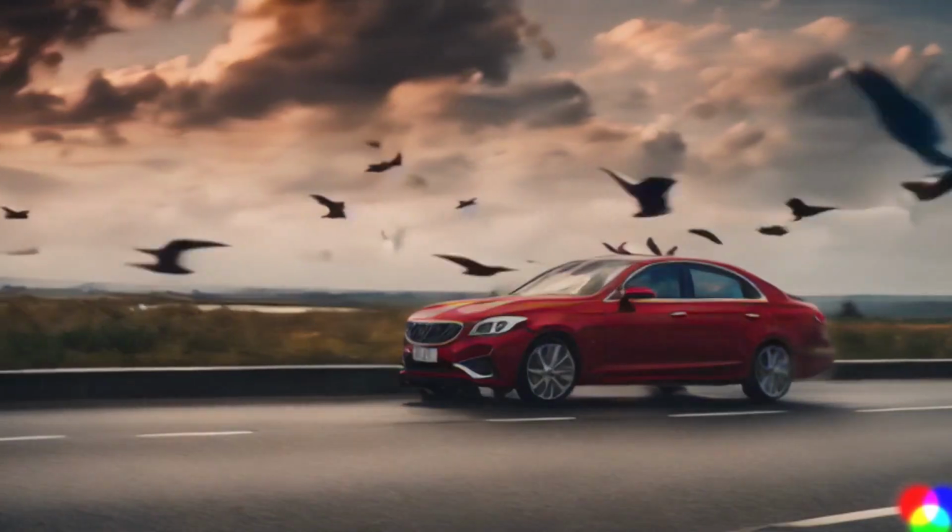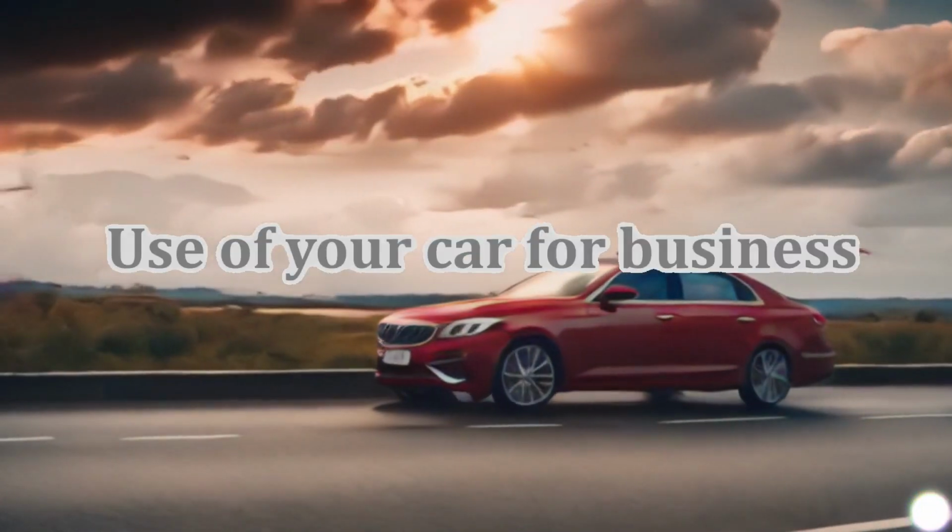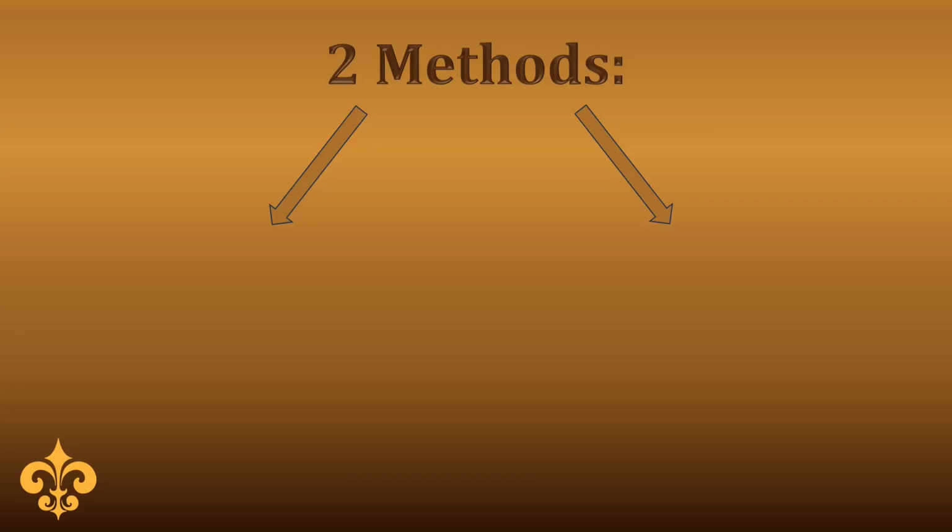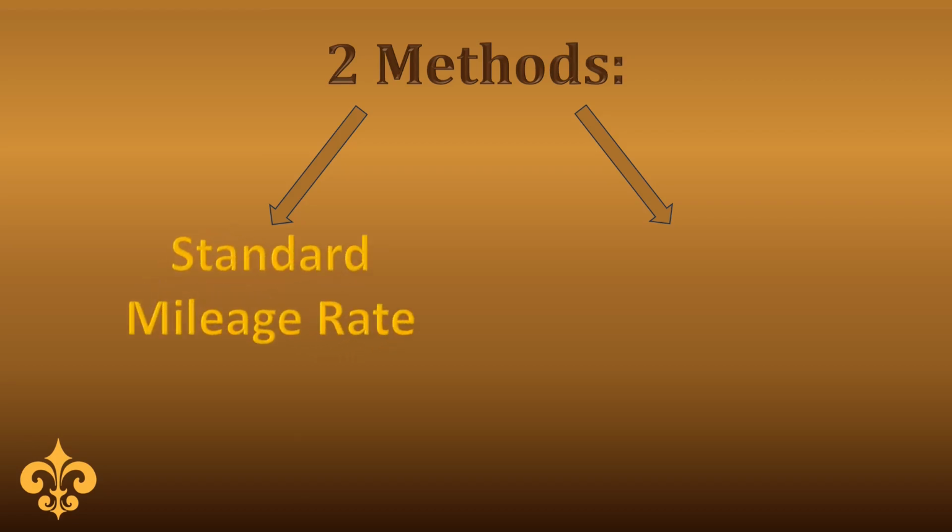So next up is using your personal car for business purposes. You have two methods that are available to you: the standard mileage rate method as well as the actual expense method. If you're eligible to claim the deduction using both methods, then you need to calculate each and use the one that produces the larger deduction.